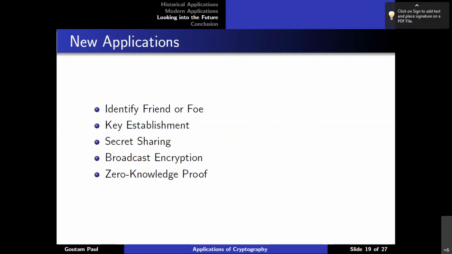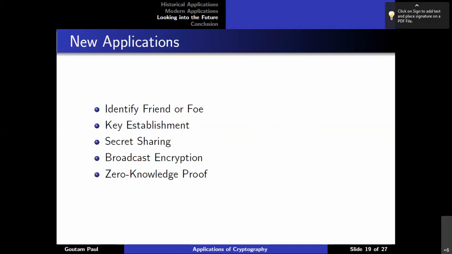Okay, then zero knowledge proof. Zero knowledge proof is very interesting. Here what happens is that suppose you know a secret, right? And then your opponent asks you to prove that you know the secret. Now there are 2 ways to prove that you know the secret. The first way is that you tell the secret to your opponent, right?